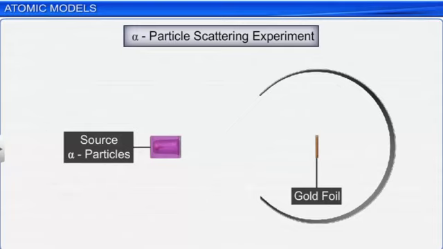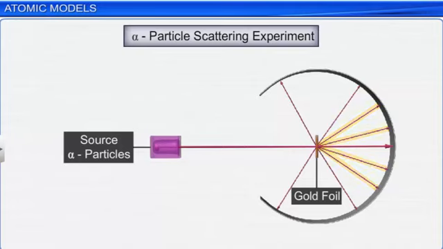However, the observations were quite contrary to these expectations. The following are the unexpected observations made in this experiment. Most of the alpha particles passed through the gold foil undeflected. A small fraction of the alpha particles were deflected by small angles. A few alpha particles were deflected by large angles. A very small amount of alpha particles, 1 in 20,000, were bounced back to the source, that is, by nearly 180 degrees.